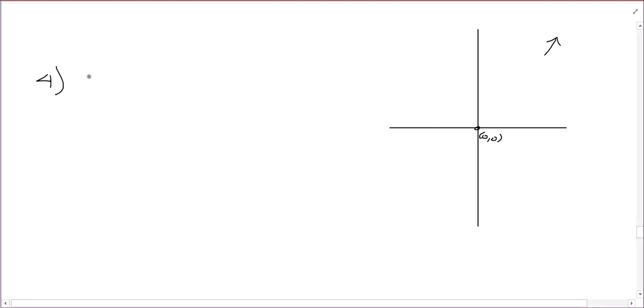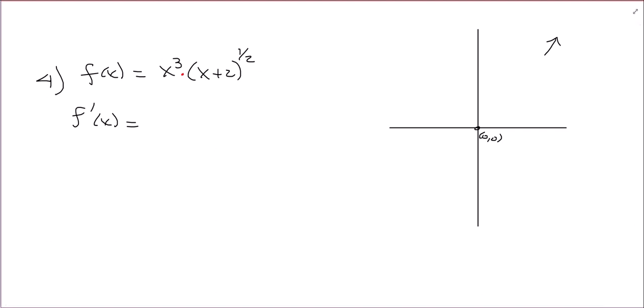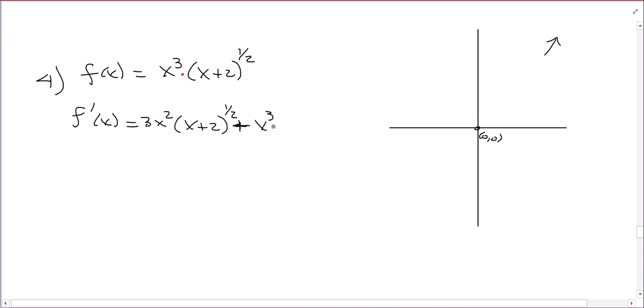So let's find the derivative of our function. We know that f of x is x cubed times the square root of x plus 2. Because I'm going to take the derivative, I'm going to write it like that. So f prime is product rule. I have to use the product rule, right? Because I have x cubed times that quantity. So the product rule says the derivative of the first times the second left alone, plus the first left alone times the derivative of the second.